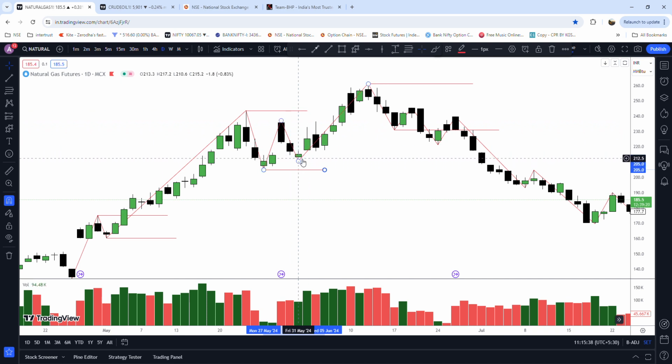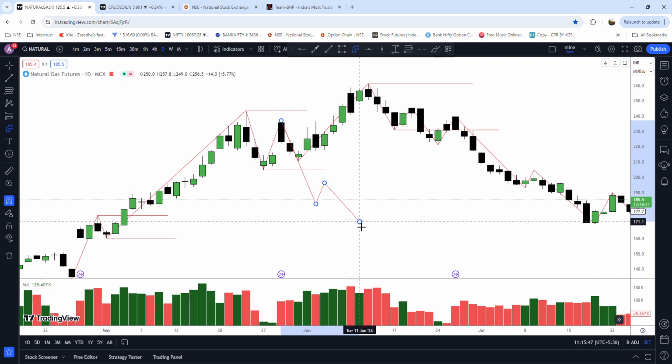I'll be negative only if price would have continued going down, like from here price would have continued going down like this. Then in this rebound I would have tried to short the market. But here what happened?